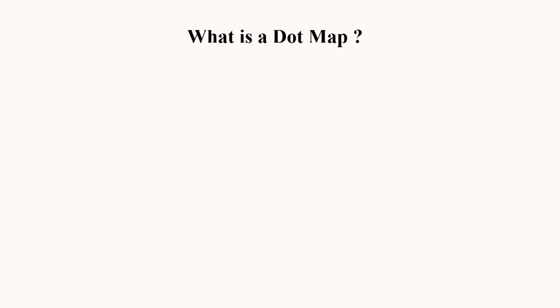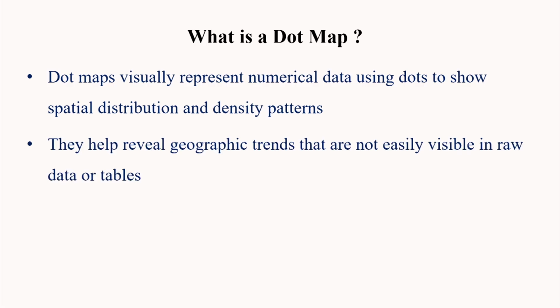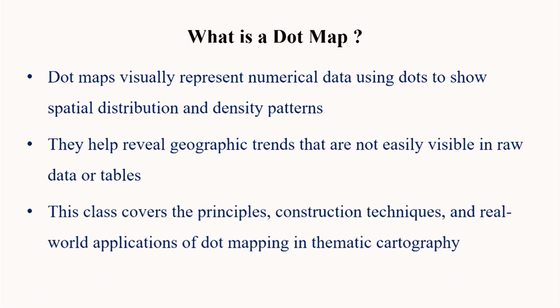So, what is a dot map? A dot map visually represents numerical data in dots to show spatial distribution and density patterns. They help us reveal geographic trends that are not easily interpreted with data and tables. So, in this class we will cover the principles, the construction techniques of dot maps and their real world applications.